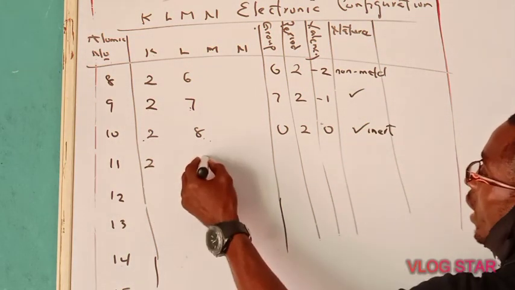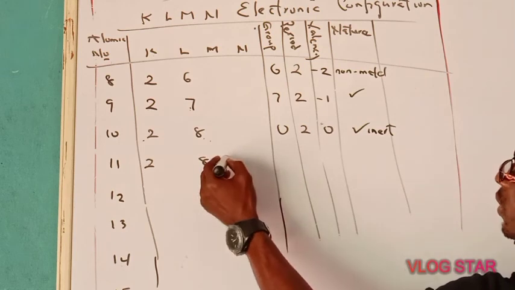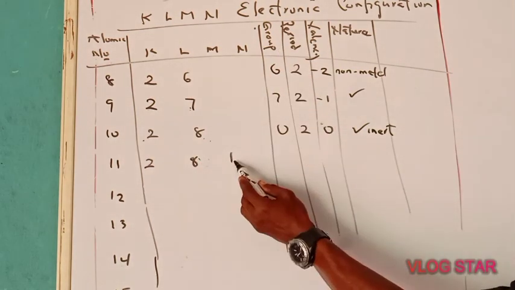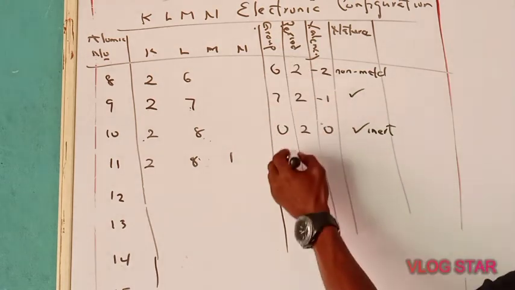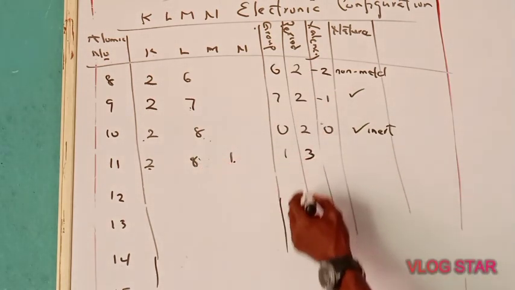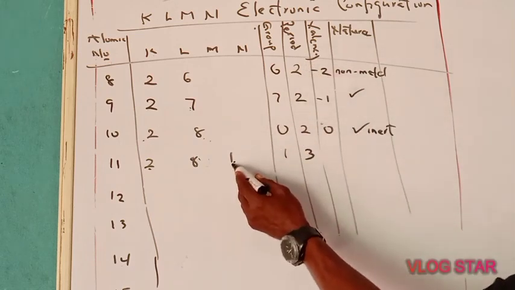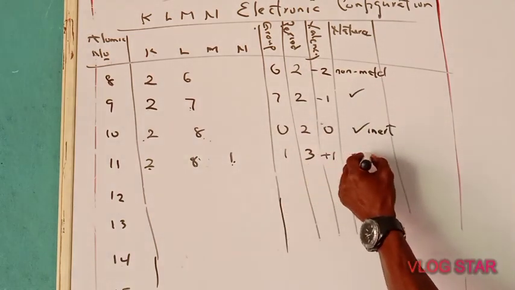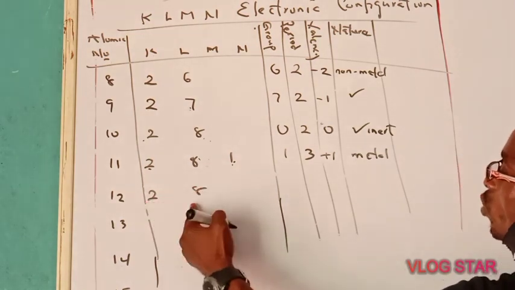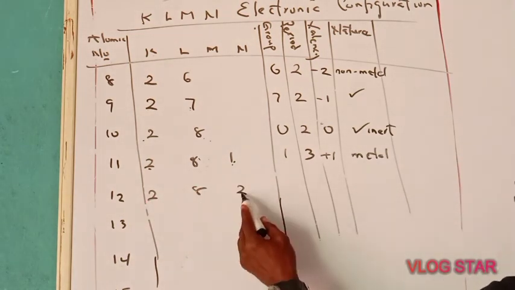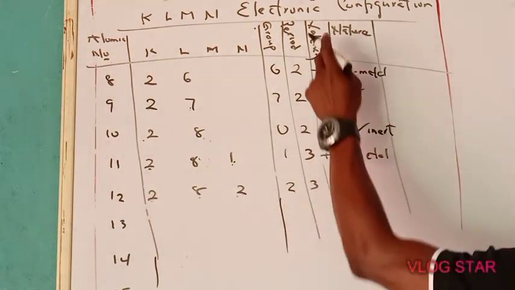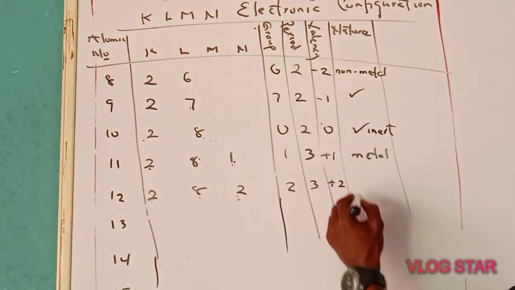These 2, 8, that's 10, remaining what? 1. So the last electron is 1, so it belongs to group 1. It occupies 3 shells, so period 3. Now the last electron is +1, it's a metal. Then 2, 8, 2. Group 2, period 3, valency +2. Metal.